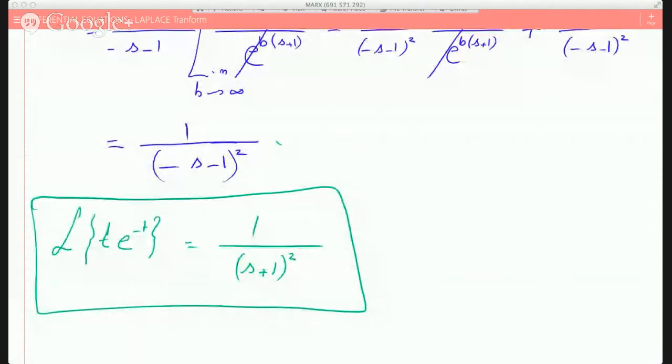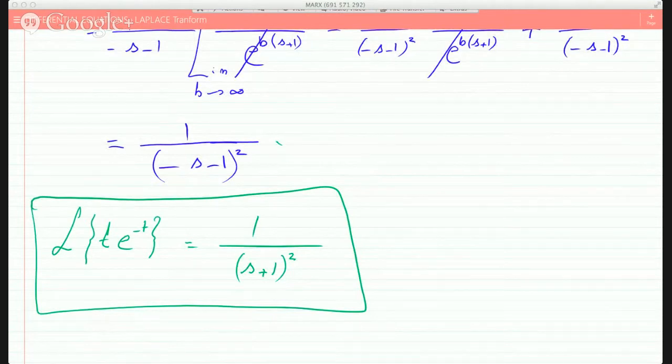Okay? You get the idea here? Where are you? Are you working it out? So we got this using the definition of Laplace.